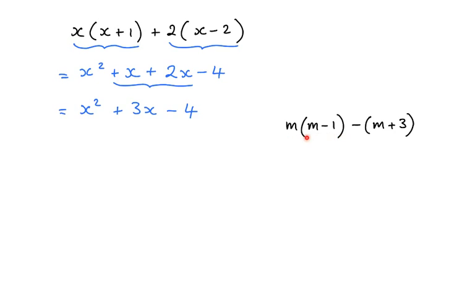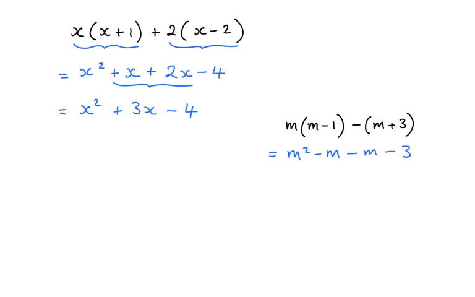where we have to multiply this bracket out and this bracket out. And we're going to pay particular attention to that minus sign in front of this second bracket. So multiplying out the first bracket first, we get m squared minus m. And now the whole of this second bracket is going to be multiplied by minus 1. Remember, we don't need to show that 1 in front of the bracket. So multiply everything in this second bracket by minus 1. So minus 1m minus 3.